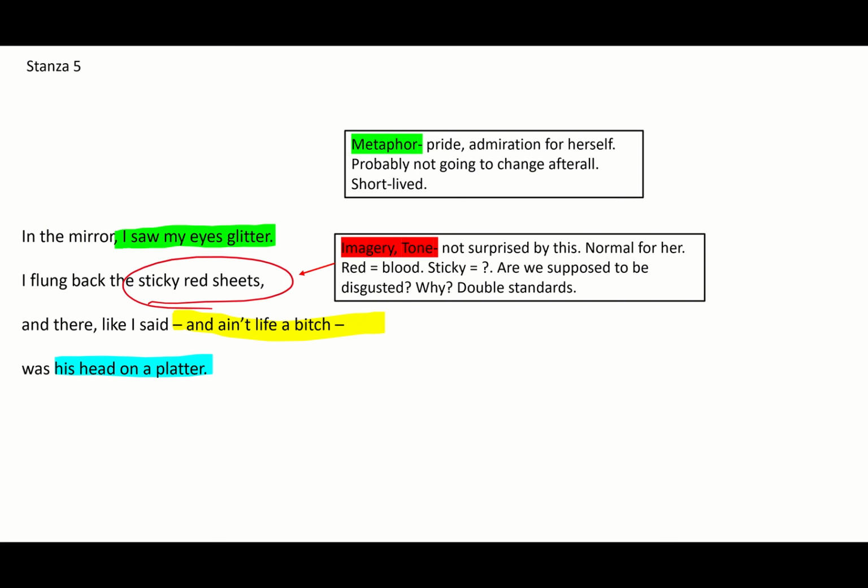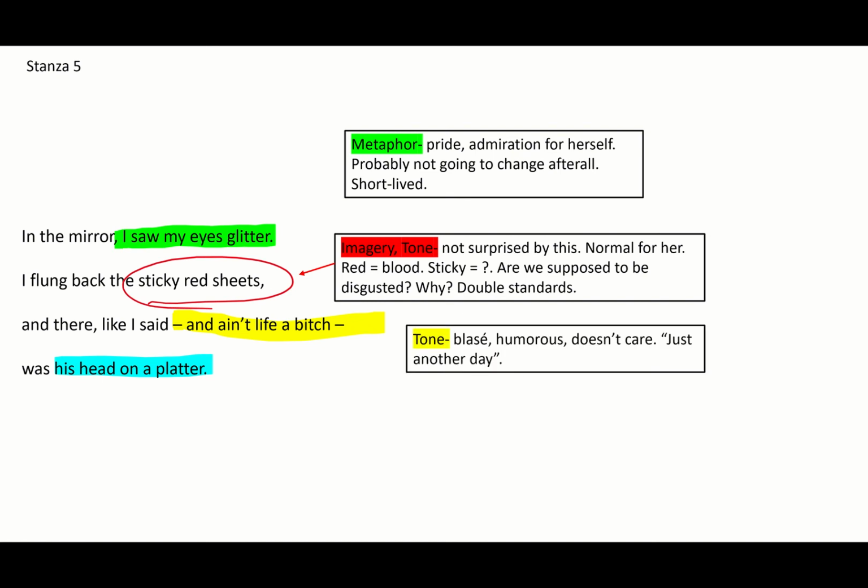But it's interesting, are we actually supposed to be disgusted at this moment, and why? Why are we disgusted? Would we be as disgusted if it was a man, or would we go, oh yeah, well that makes sense? Those real double standards again of how we expect men and women to behave.